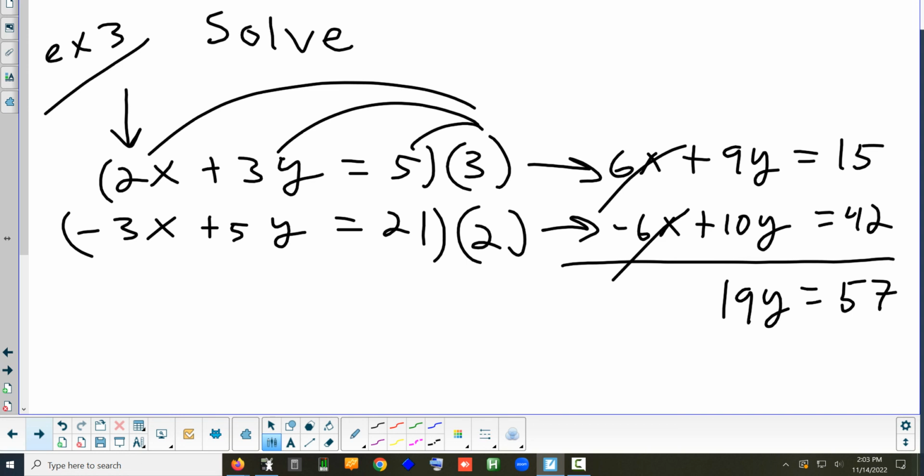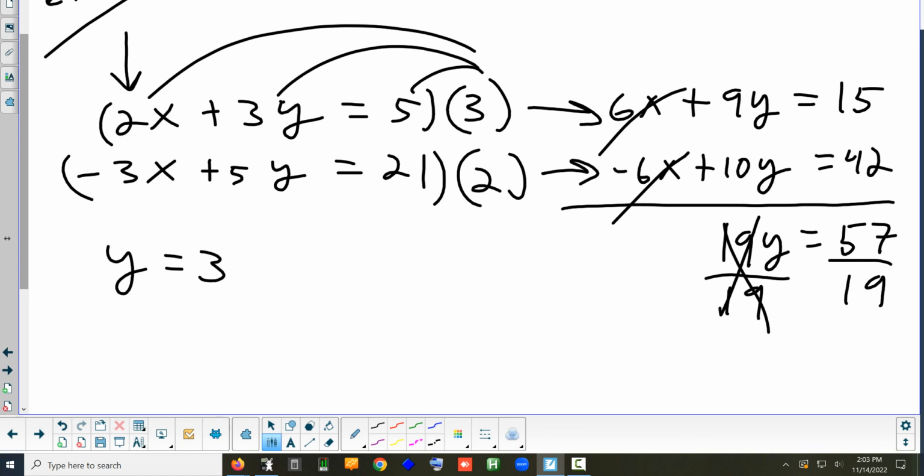And Sam, what would my last step be? Your last step would be getting y by itself, which would be dividing by 19 on each side. And what's 57 divided by 19? 3. So let's put that over here. y equals 3.